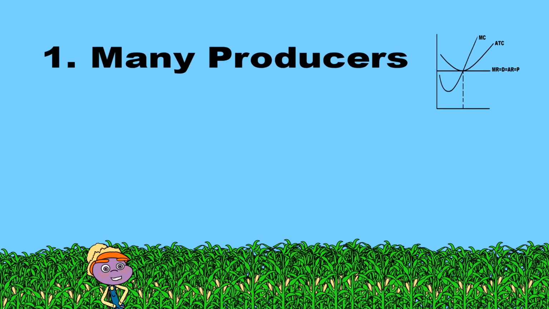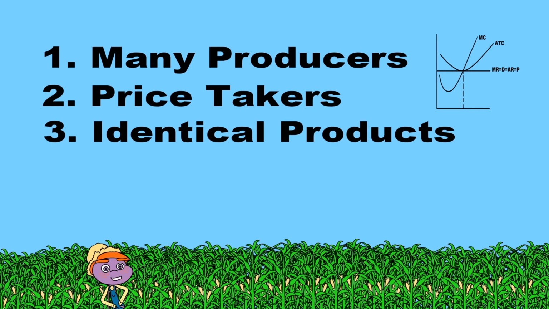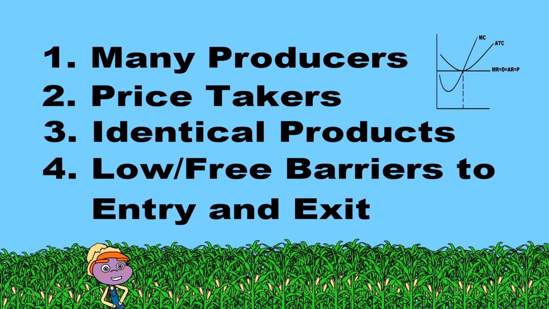First, there are many producers. This means that there are many firms in the industry making the product. Second, they are price takers. This means that they all have their price set by the market. They do not get to decide their own price. Third, identical products. That means that they are all selling virtually the same thing. Fourth, there are low/free barriers to entry and exit.